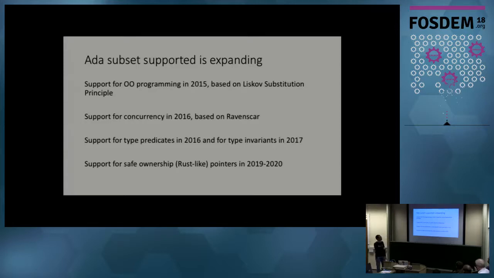Support for type predicates, type invariants. I won't go into much detail, but there are two types of data invariants in Ada, and we now support both. We had to do it one by one, because in fact Ada defines what it means to be a type predicate or type invariant dynamically, which means that it checks at some points in the execution that some properties are verified.